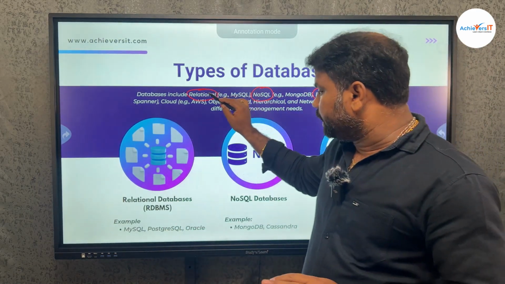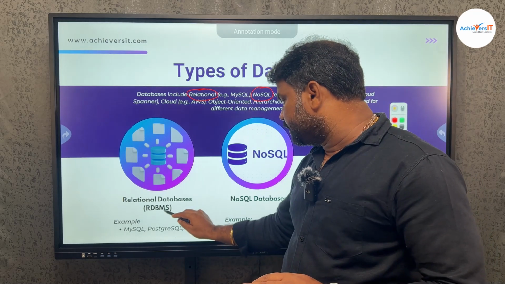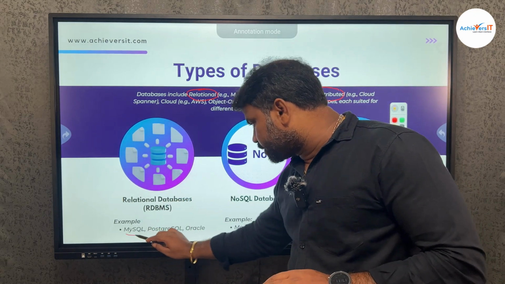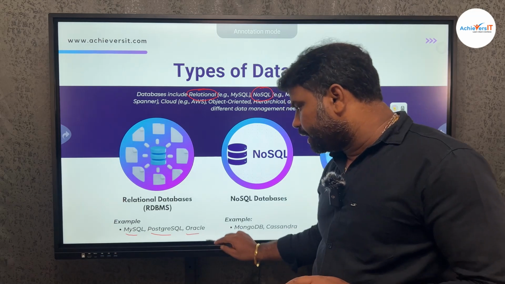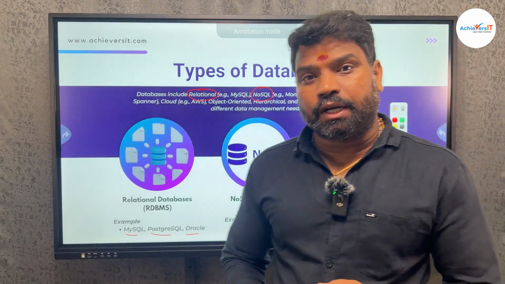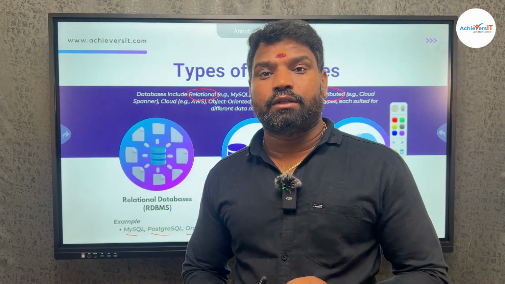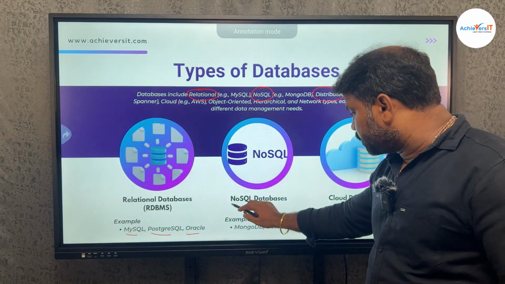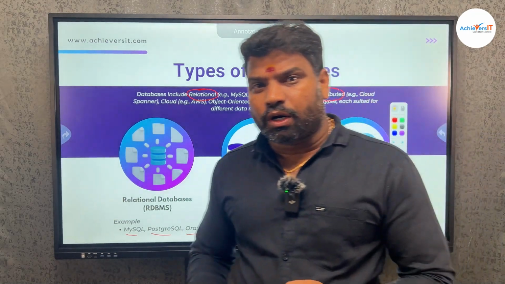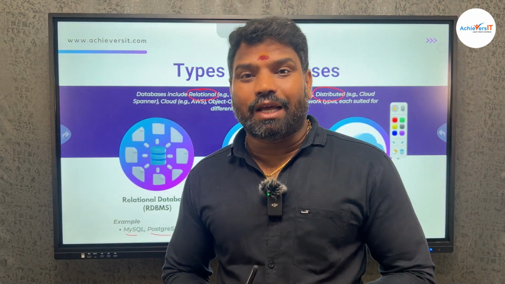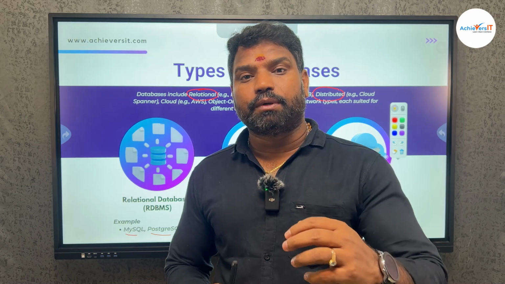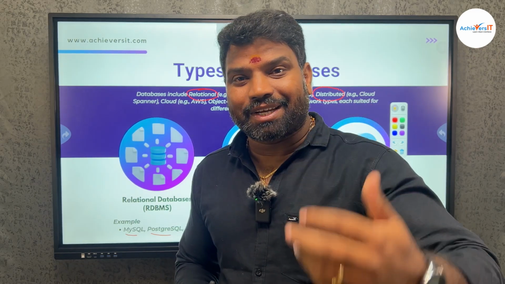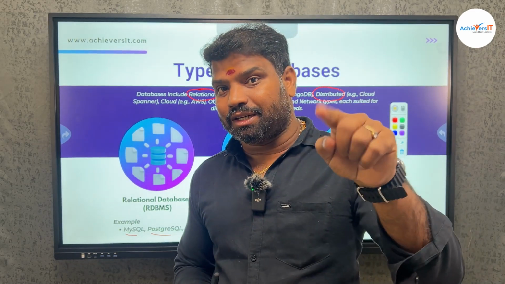If you are storing the data in the format of, you all can see that these are the examples, either MySQL, PostgreSQL or Oracle is an example for relational databases where the data is stored in the format of rows and columns. That is what I already explained. Now when it comes to NoSQL, because SQL, as you already know, is a language which helps you perform operations against the relational database.